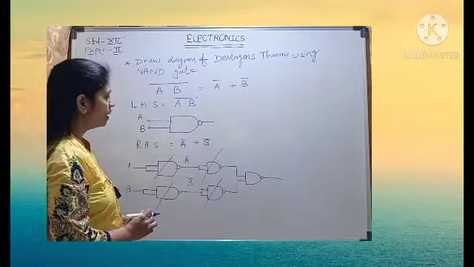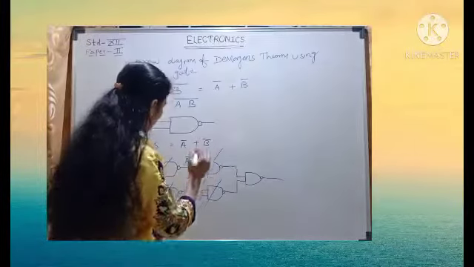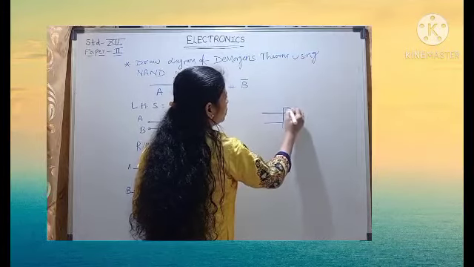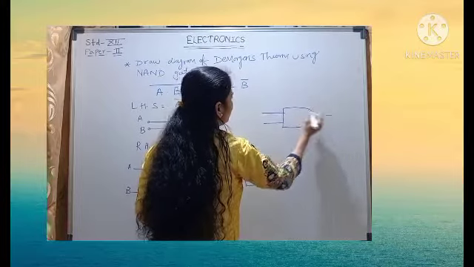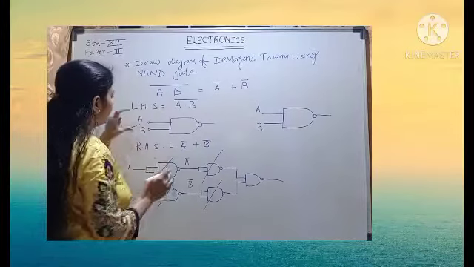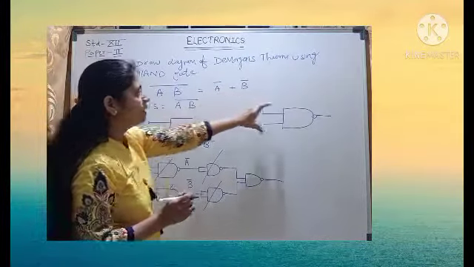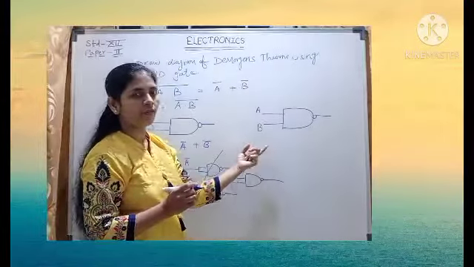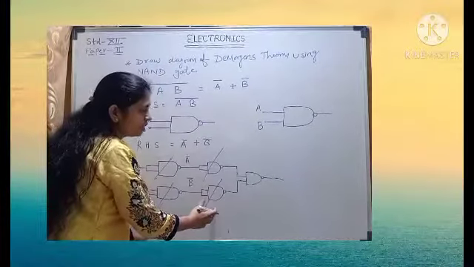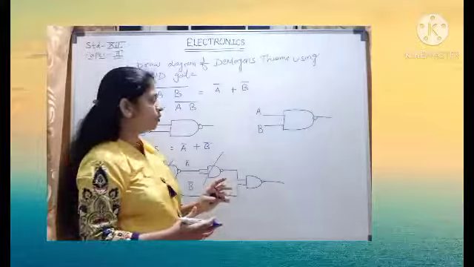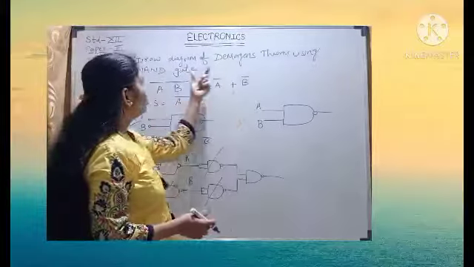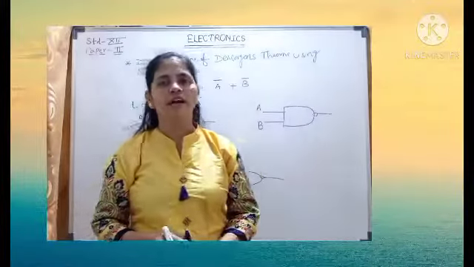So what we got finally? We got finally only this output. So we'll draw this output here. So finally we got this NAND gate. This is A and this is B. And see, our LHS is equal to this NAND gate diagram, and this RHS is also equal to the NAND gate diagram. So in this way we draw the diagram for LHS, we draw the diagram for RHS, and both diagrams are equal. So it shows that LHS is equal to RHS. In this way, we prove De Morgan's second theorem by using NAND gate.